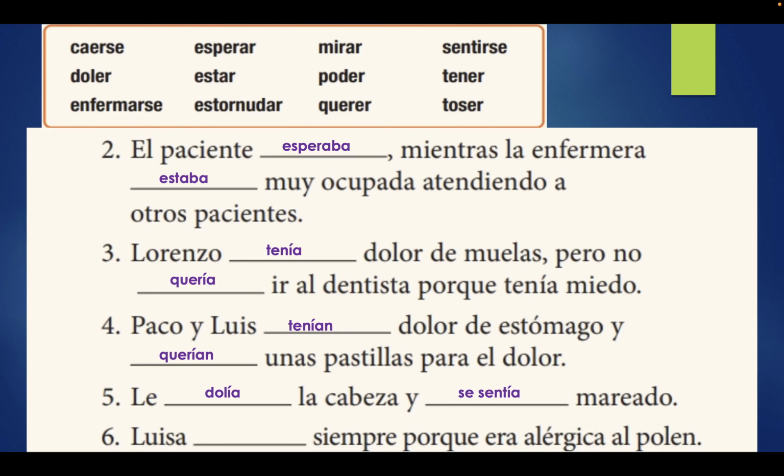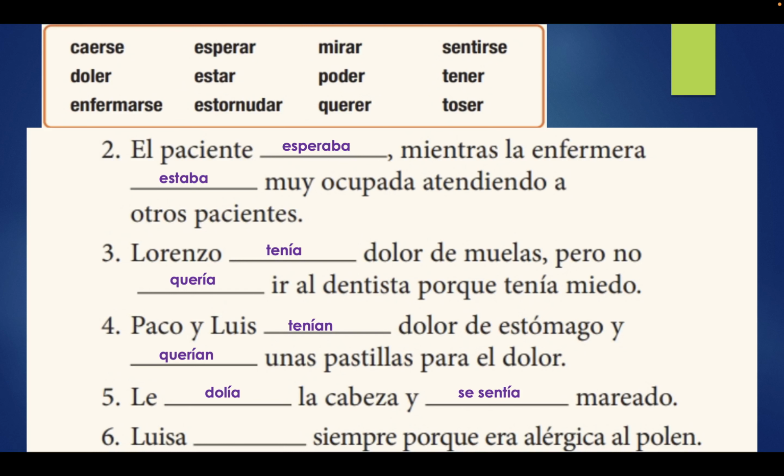And you could say either she felt dizzy or just she was dizzy. I'm going to go with she felt dizzy. So we're going to take this verb sentirse. We're going to move our se to the front and chop off our ir in sentir. She felt dizzy. Se sentía mareado. You could also just say she was dizzy. Estaba mareado. That would work here as well.